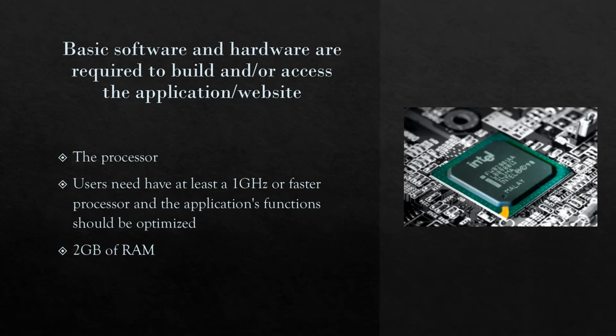Next, I'm going to talk about the processor. The processor is the most fundamental piece of hardware necessary to control and access Blackboard. To access Blackboard, users need to have at least a 1 GHz or faster processor, so that the application function is optimized. Secondly, Blackboard recommends that users have at least 2 GB of RAM in their device to allow the application to store and retrieve data on a short-term basis, and to access the application without lagging.